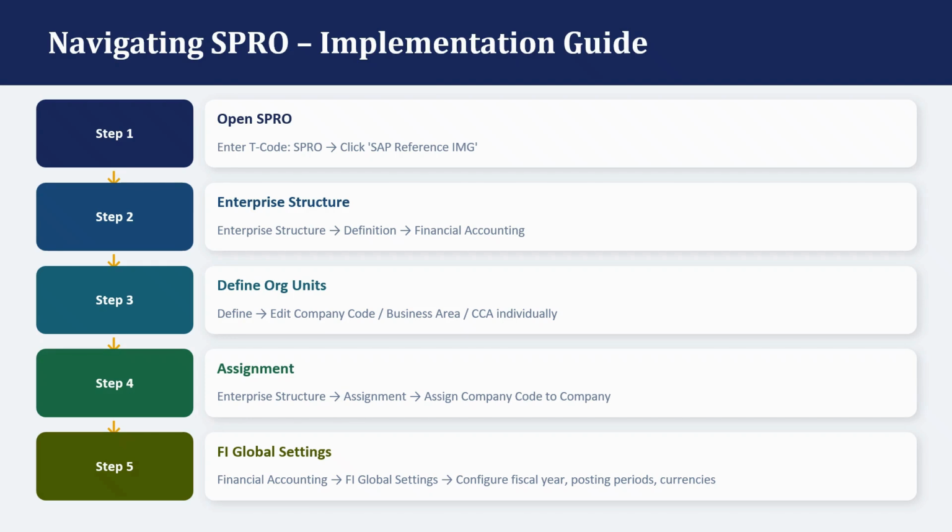In SAP, we will be using specific transaction codes for creating the master data configuration for the enterprise structure. This comes under the master data. So we click there: Reference SAP IMG, and then Enterprise Structure, Definition, and then Financial Accounting. Define organization units: we need to define and edit the company code, business area, and credit control area individually. We can copy the existing company code, the standard company codes, and follow the same process.